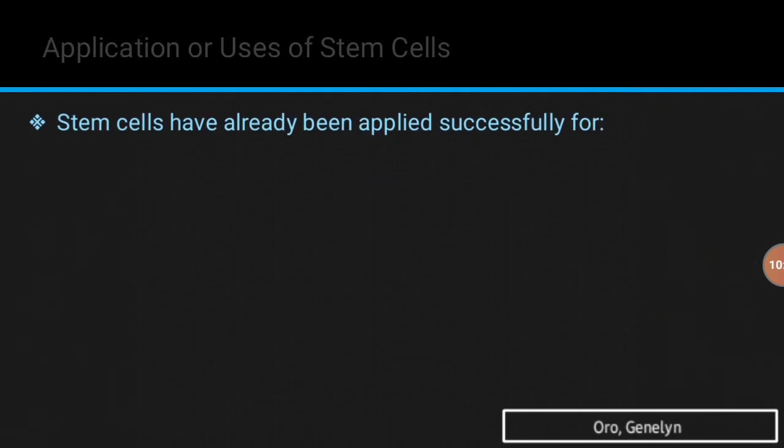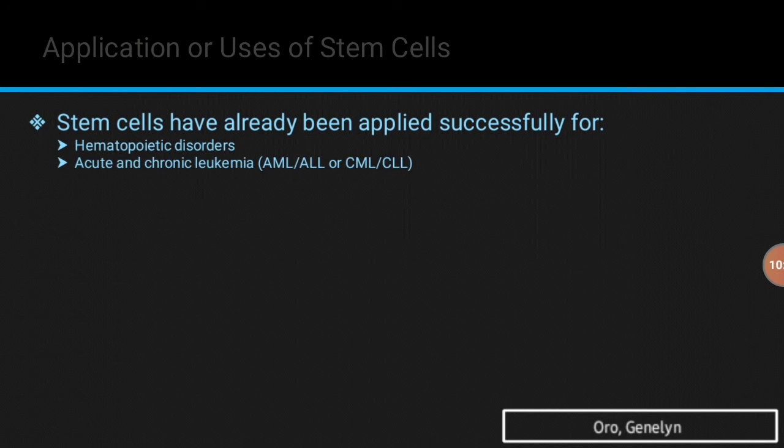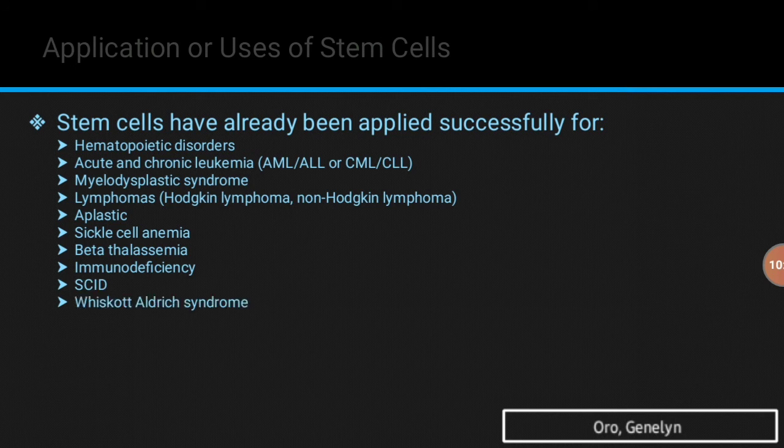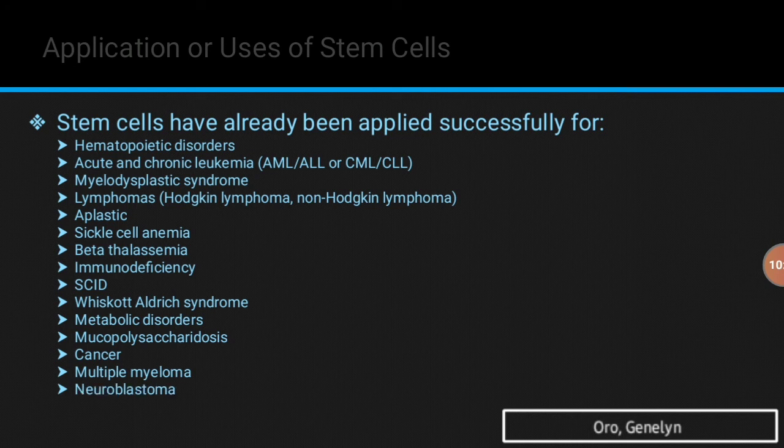Stem cells have already been applied successfully for hematopoietic disorders, acute and chronic leukemia, myelodysplastic syndrome, lymphomas, aplastic anemia, sickle cell anemia, beta thalassemia, immunodeficiency, SCID, Wiskott-Aldrich syndrome, metabolic disorders, mucopolysaccharidosis, cancer, and multiple myeloma and neuroblastoma. So these are the applications of stem cells.